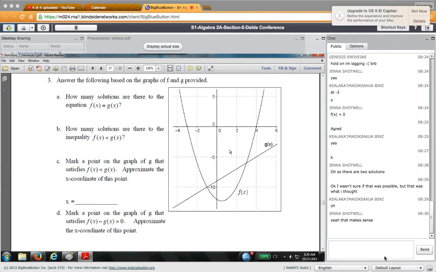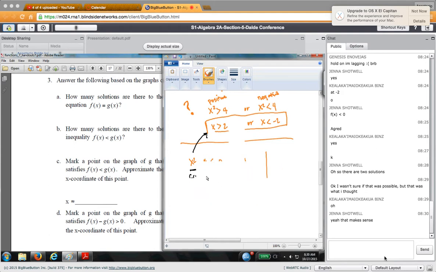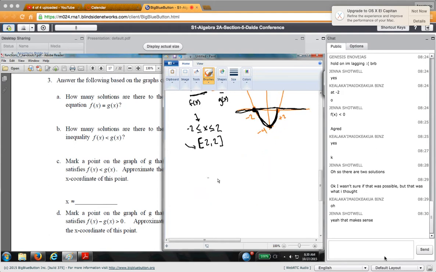All right, let's see. Mark a point on the graph that satisfies f of x is smaller than g of x. Well, I told you. At x equals 0, that's true. F of x is smaller than g of x. Mark a point on the graph where f of x minus g of x is bigger than 0. What are they asking us to do? They said f of x minus g of x is bigger than 0.